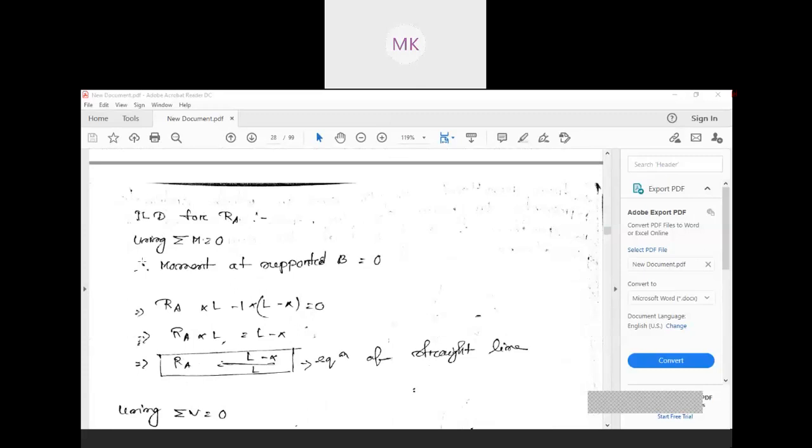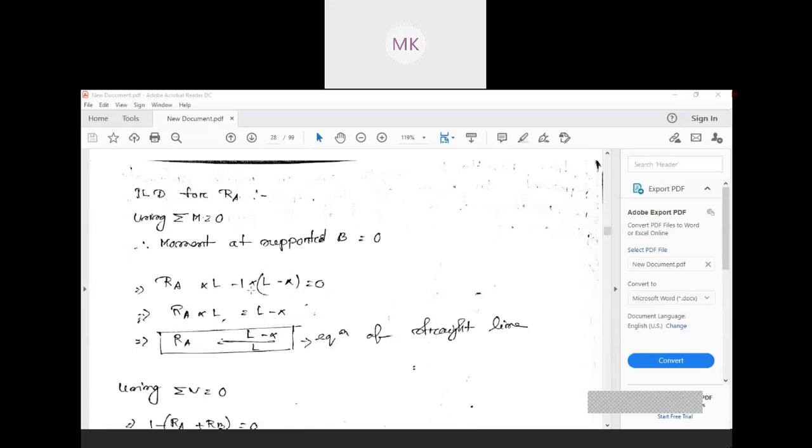I think all of you know how to find the reaction. If we want to find RA, we need to take moments about support B. It is very simple: RA into L minus the unit load 1 into L minus X. From this, if you calculate, you can easily find RA, and RA is given by L minus X by L.